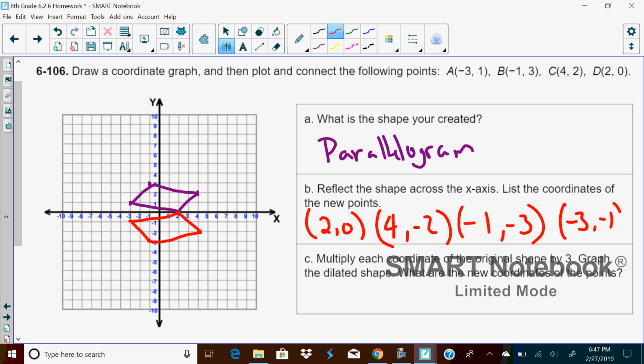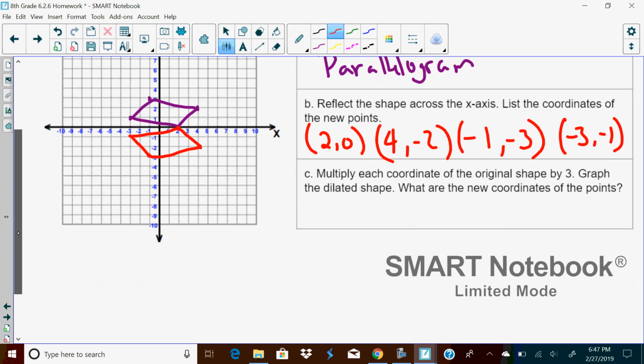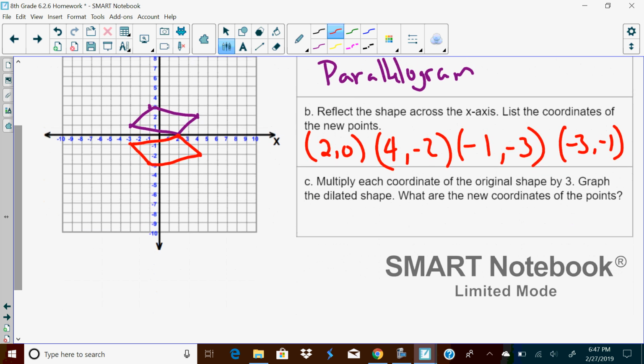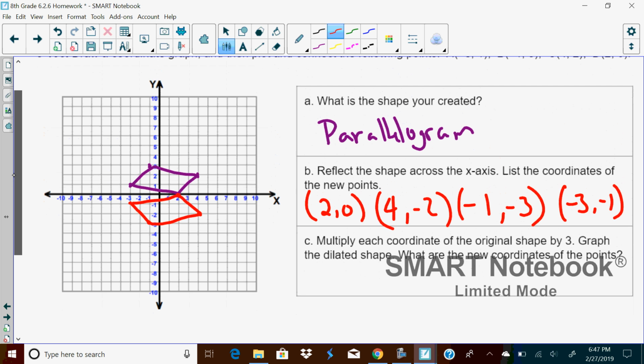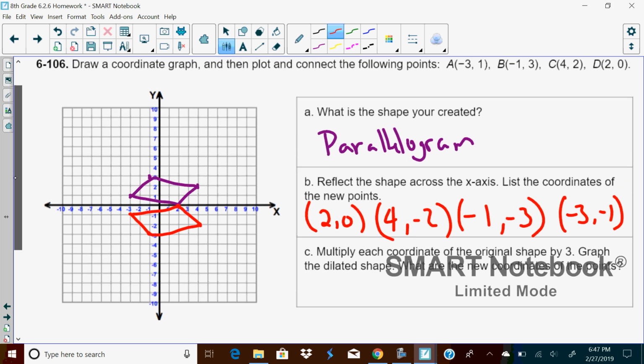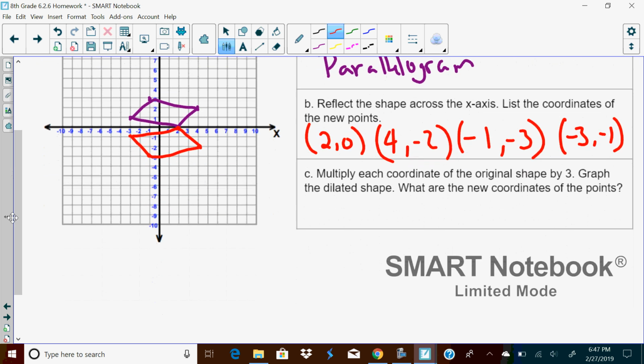So then C says multiply each coordinate of the original shape by 3, graph the dilated shape. So when I multiply them, the new coordinates are -9, 3, -3, 9, 12, 6, and 6, 0.